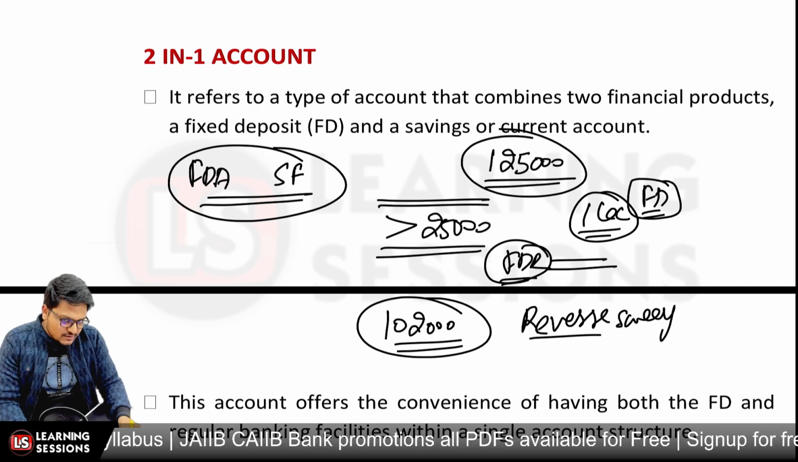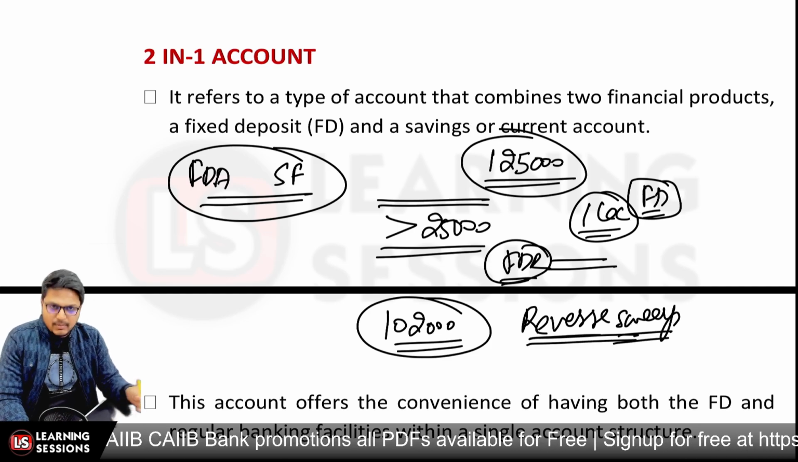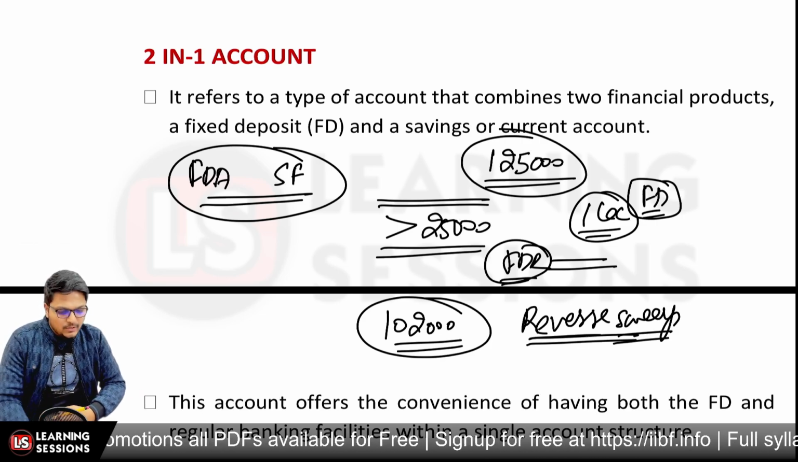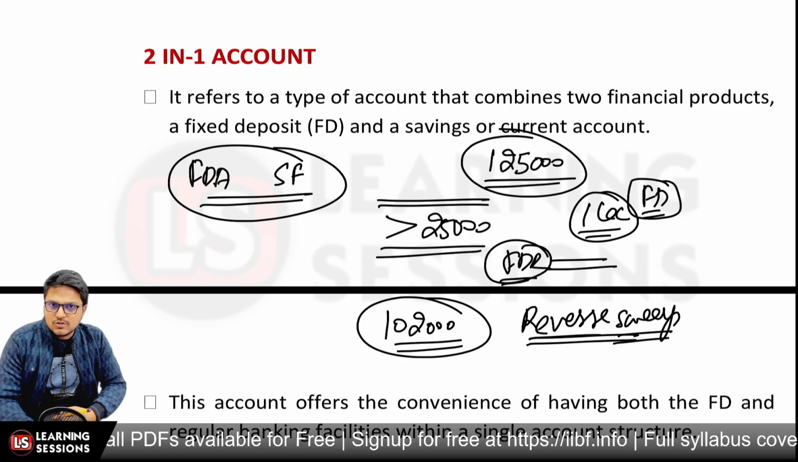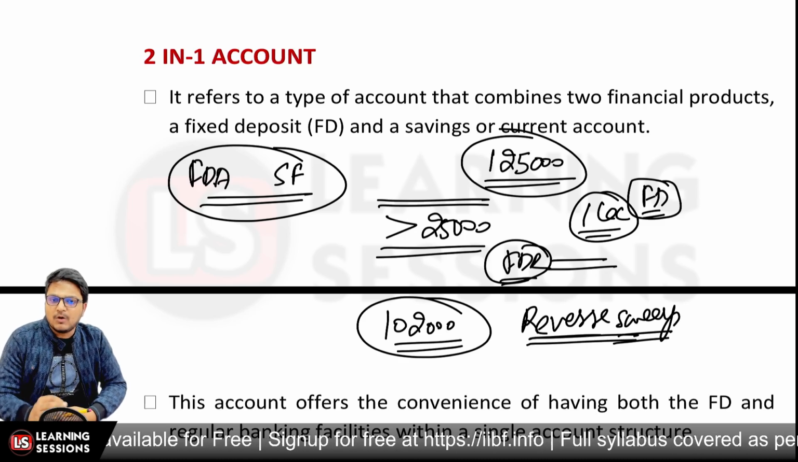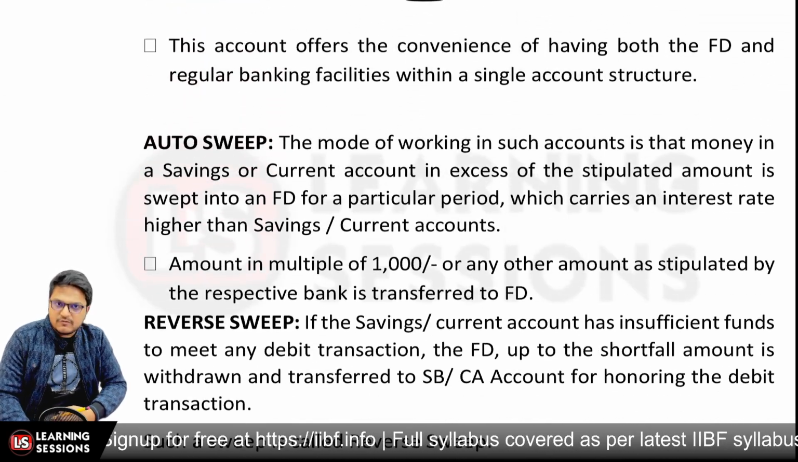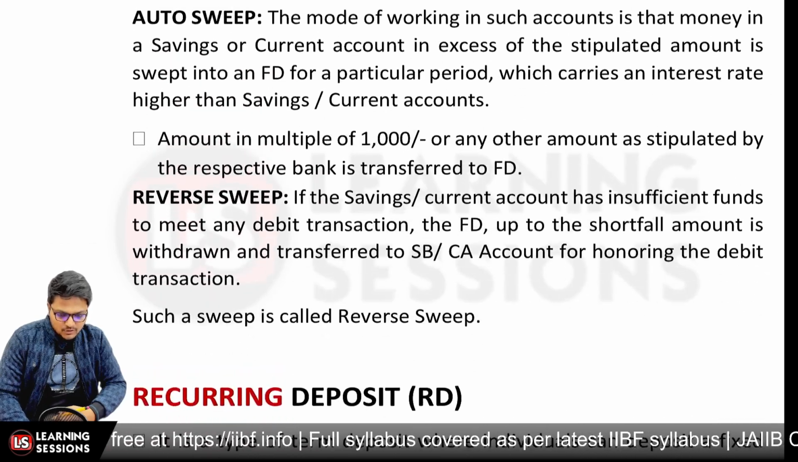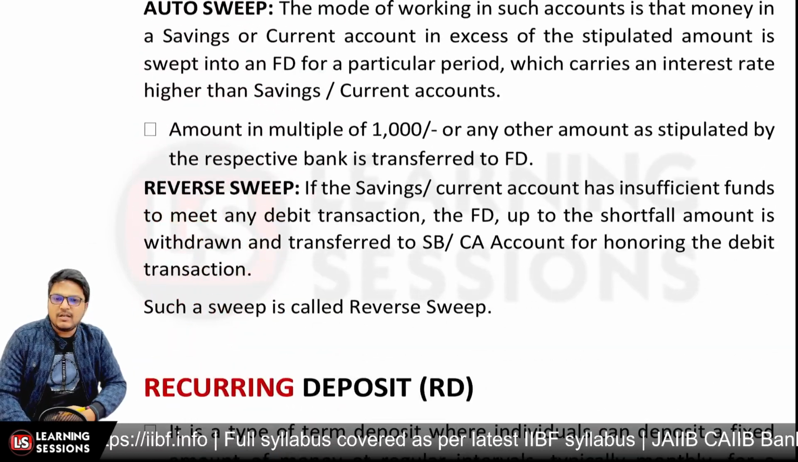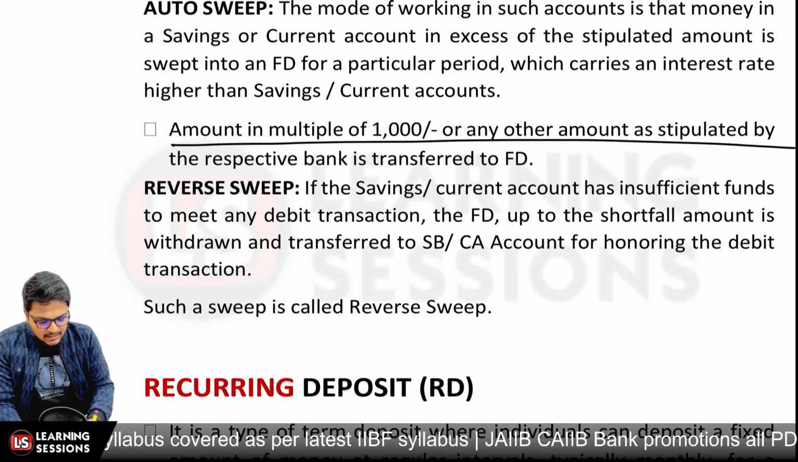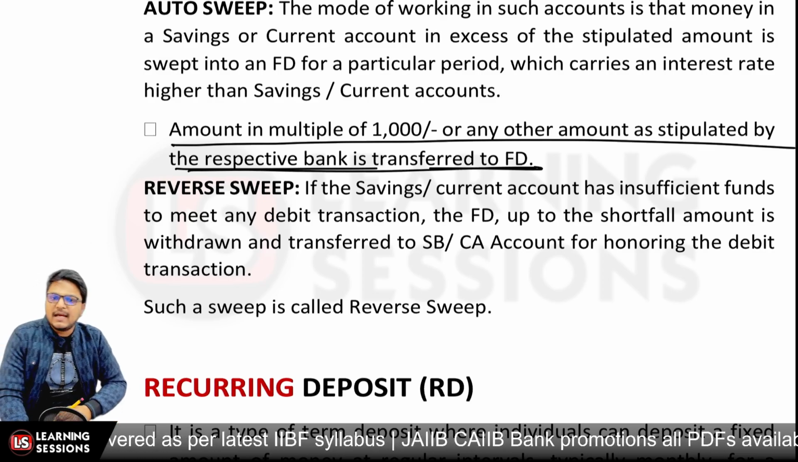This is said to be the reverse sweep when your FD is broken down and your payment obligation is met, right? And further, when the balance is not utilized and you have a surplus above the auto sweep balance, then the FDR will be created itself, right? That's said to be the reverse sweep and the auto sweep. I hope you must have understood, right? And further, the amount is in multiples of 1,000, or any other amount stipulated by the respective bank, that is transferred to the FDR.